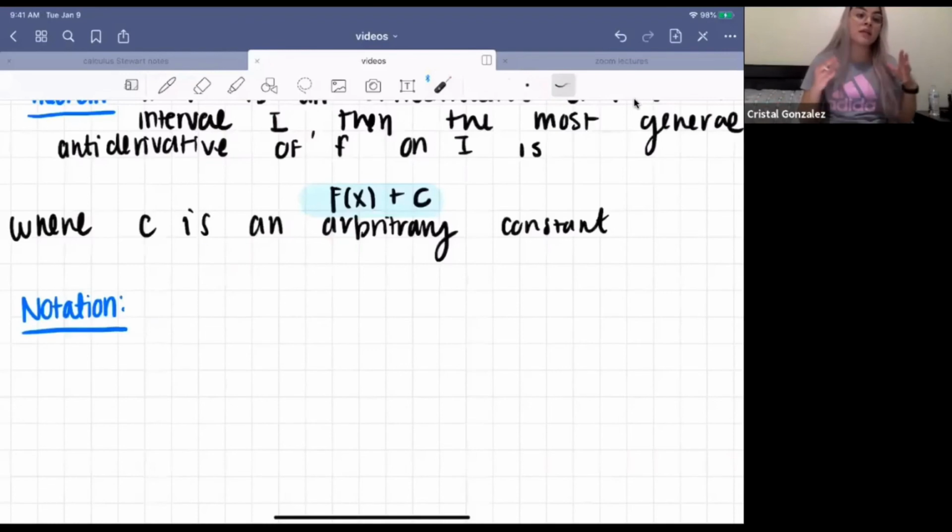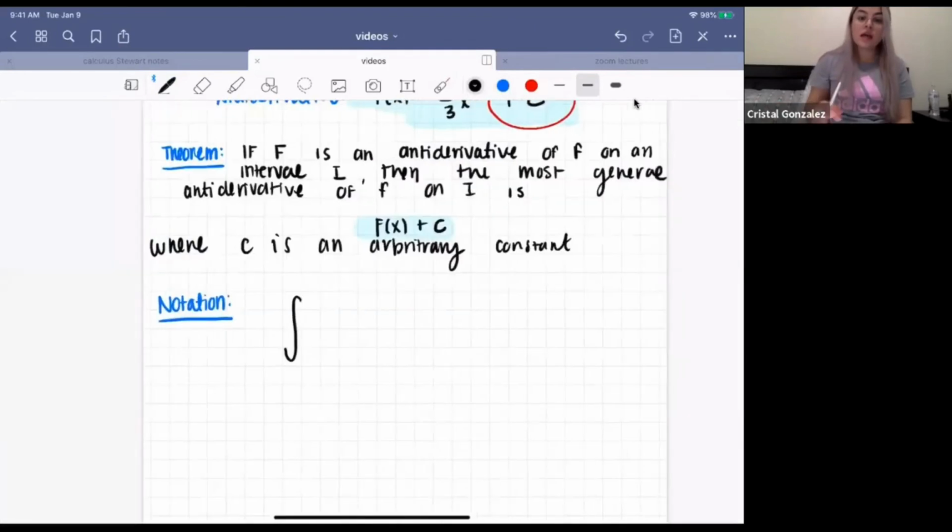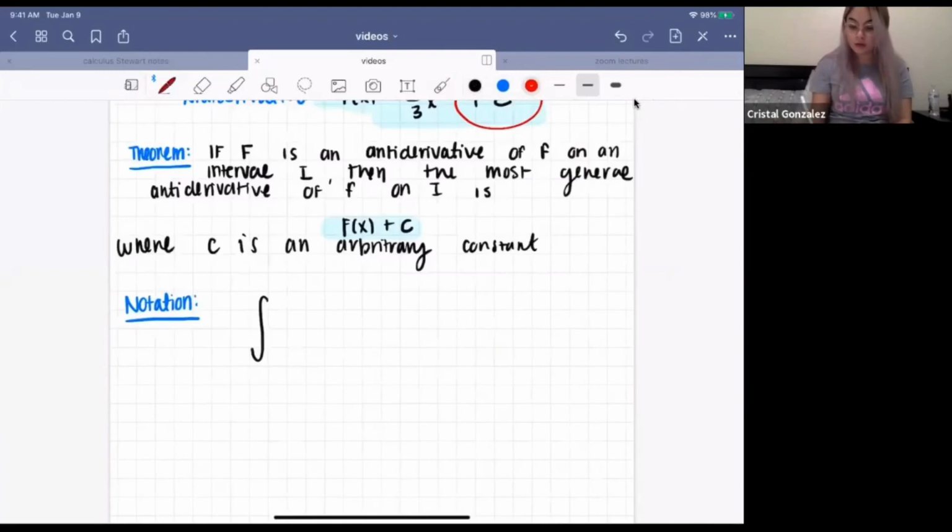You won't see it too much in this section, but I just want to give you some insight into what it's going to look like so that when you see it in, I think, 5.1 or 5.2, you don't get all freaked out. So don't worry about this too much right now, but just keep this in your mind. This is the notation for when we're taking an antiderivative. The notation is a weird looking S. This is called an integral.